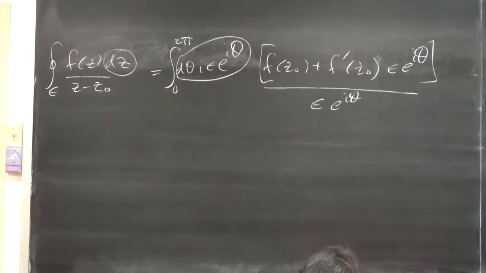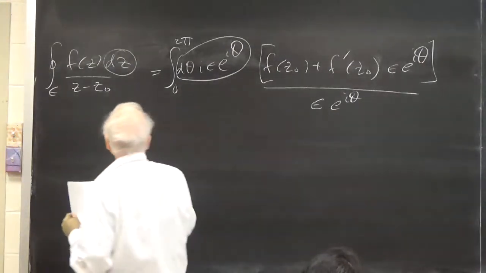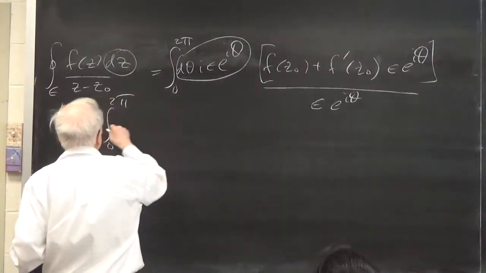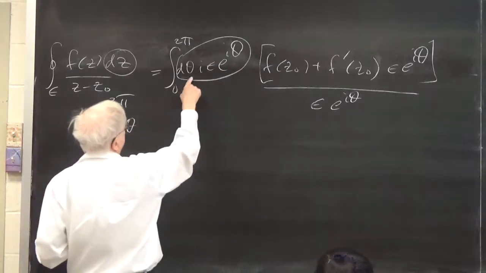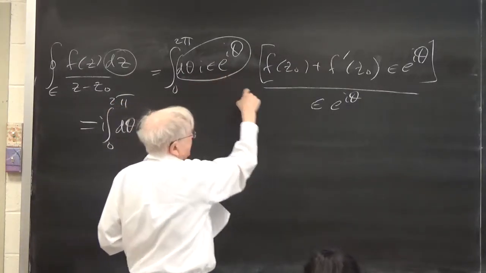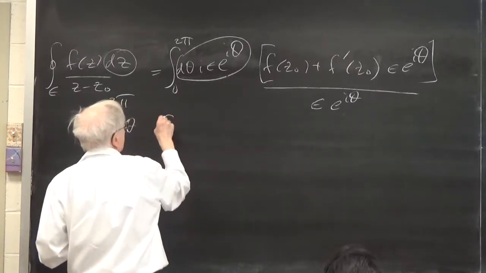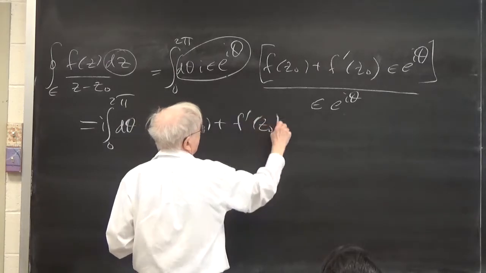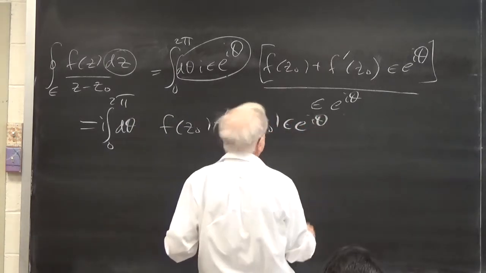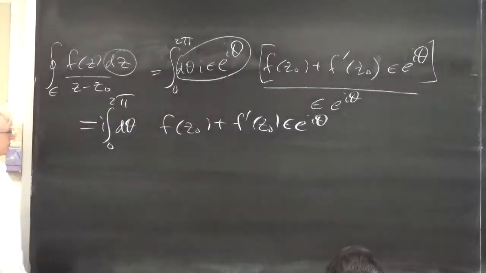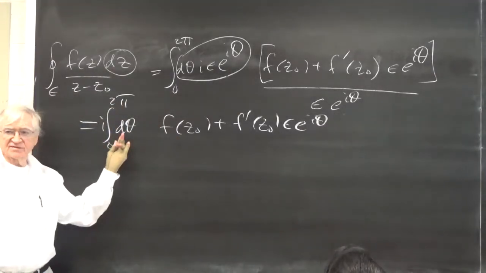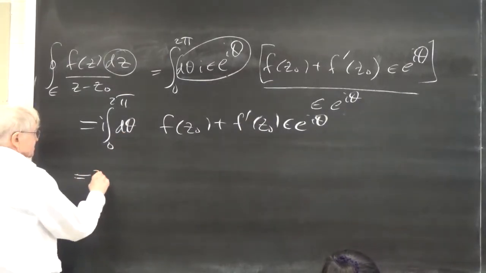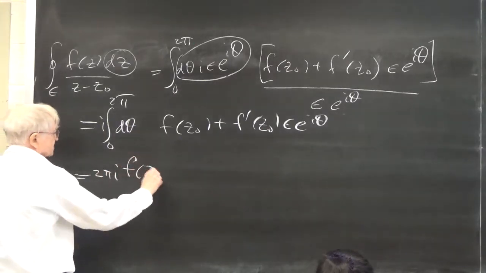Okay, so some things cancel. Namely, we have 0 to 2 pi, there's going to be an i and a d theta. The epsilon e to the i theta is going to cancel that. And so what we have is f of z0 plus f prime of z0 epsilon e to the i theta. Now, the integral of a constant d theta from 0 to 2 pi, of course, is just 2 pi times f of z0. So this is 2 pi i f of z0.